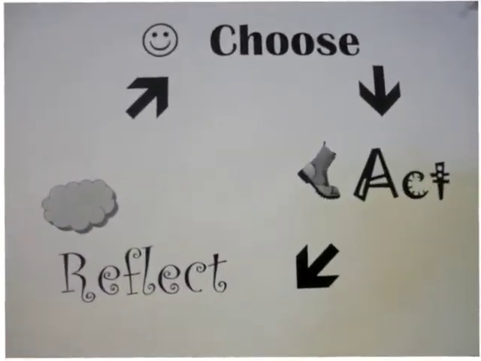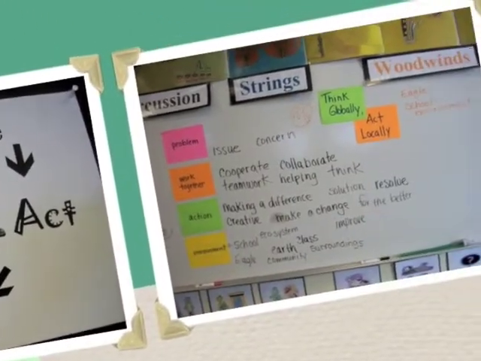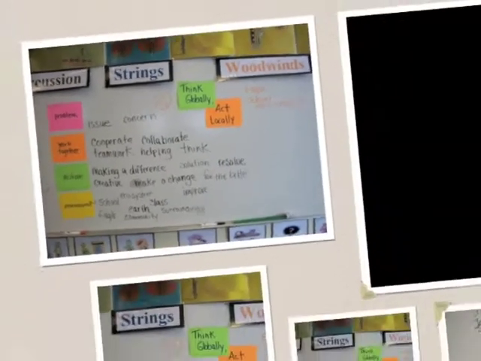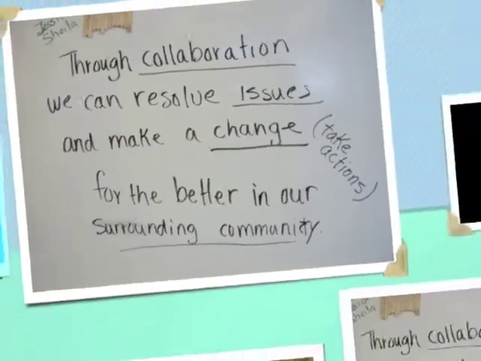So, we created a central idea that would focus on working together and taking action. We thought about all the issues we were concerned about and made a list of words that represented our ideas. Then, we tried different combinations of words until we came up with a central idea that we all agreed on.